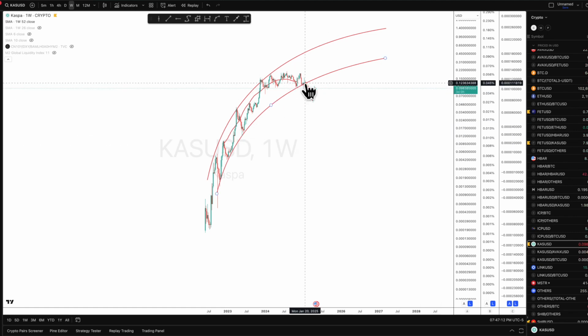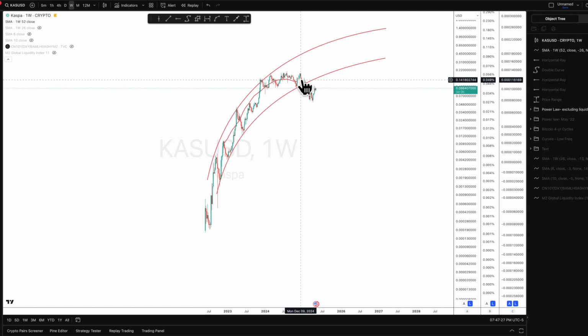until recently, until about December 2nd is really when the power law really started to fail, because we had this expected bounce here and we were expecting it to hold up here, and it did not. And that was a very significant break in the power law of Kaspa.